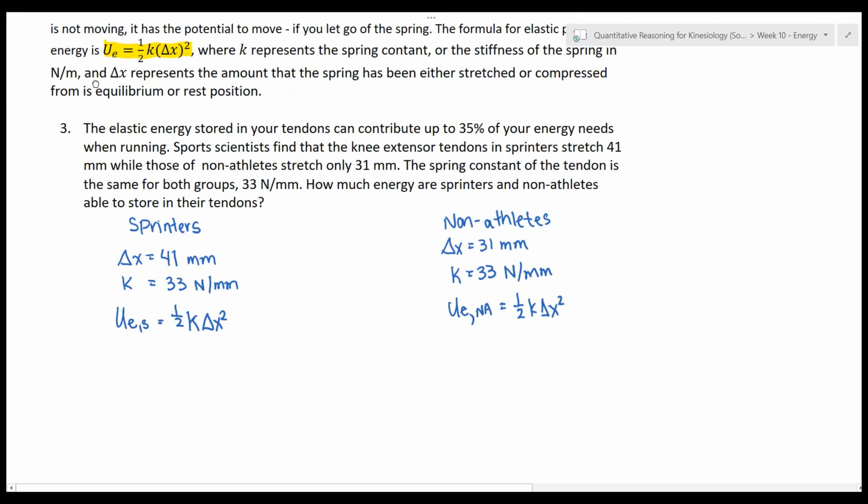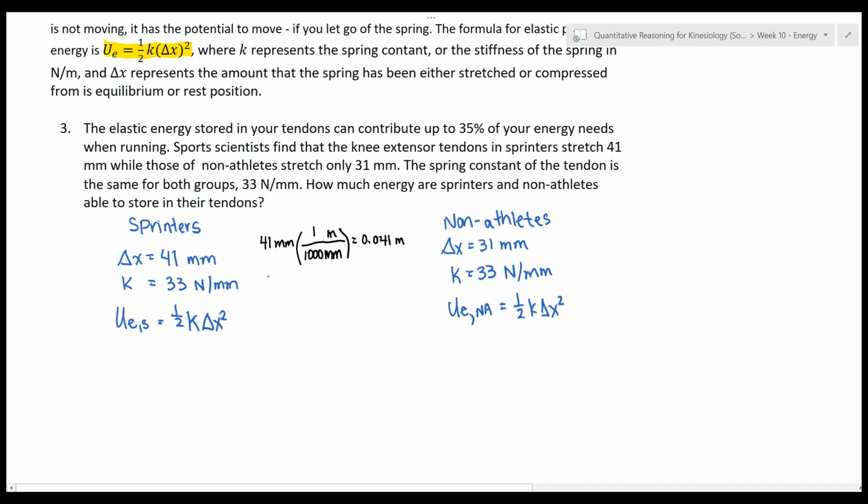All right, so delta X for the sprinter is 41 millimeters. Let's convert that. I'm going to just do this on the side here. 41 millimeters. We want to change that over to the correct SI unit for distance, which would be meters. So I'm going to cancel out millimeters by putting it in the denominator and put meters in the numerator instead. 1 meter is equal to 1,000 millimeters. And when I multiply those with each other, I get 41 divided by 1,000, which is 0.041 meters. Okay, so that's what my delta X is for the sprinter.